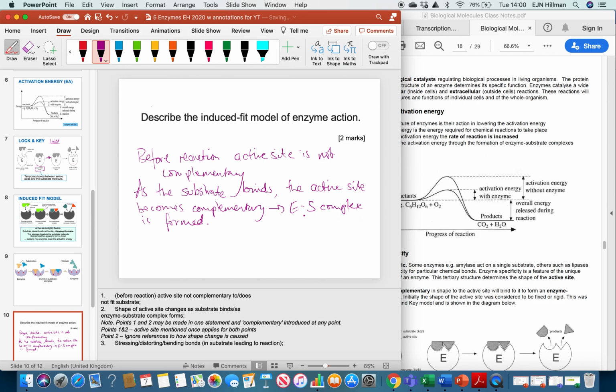Now on some mark schemes that may be sufficient. My advice would be to play it safe. Don't be lazy like I'm being now, and actually write enzyme substrate complex. Okay, so the enzyme substrate complex is formed. Now that would be enough for the 2 marks, but there was a 3rd mark available in this question, and that 3rd mark was that the formation of the enzyme substrate complex stresses the bonds within the substrate, which leads to a reaction.